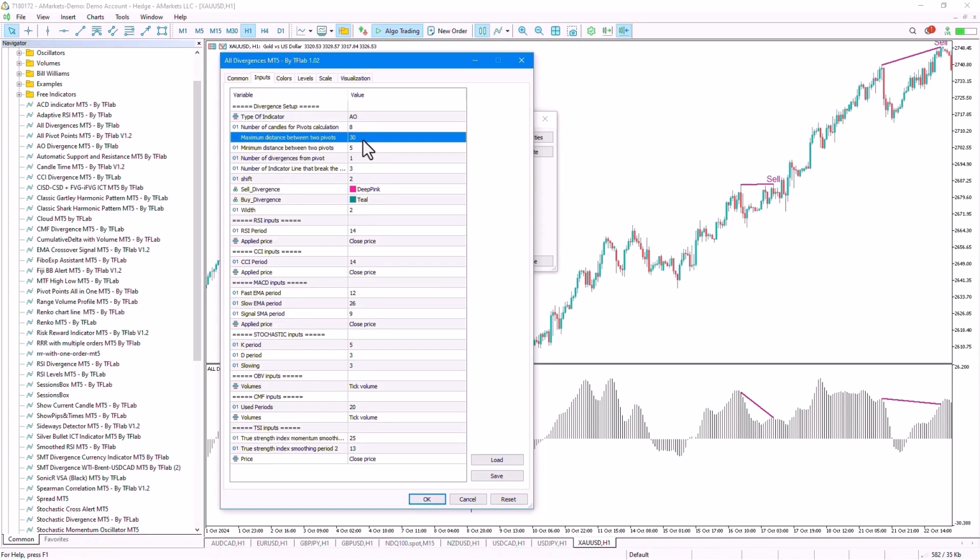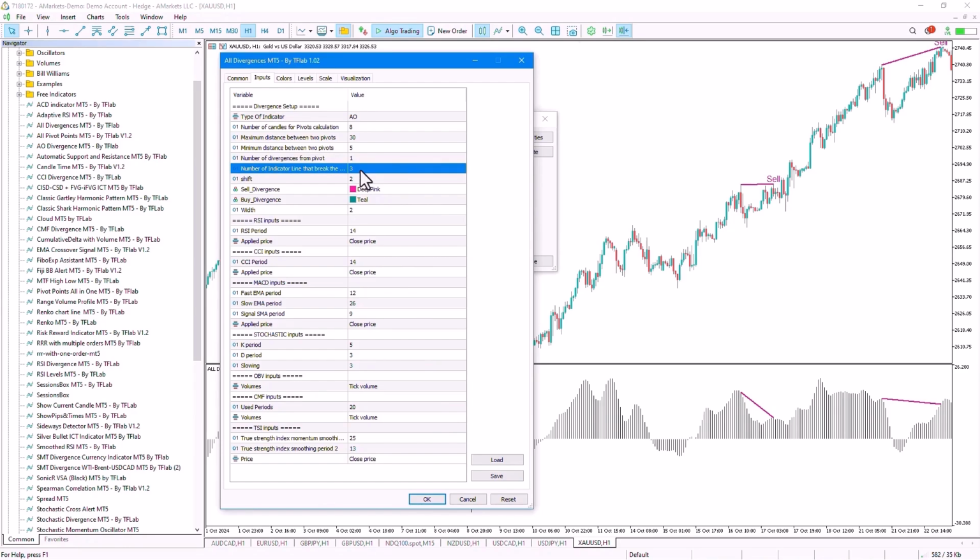In the following section, we can select the maximum number of candles between 2 pivots, which is set to 30 candles by default. In the next section, we can determine the minimum number of candles between 2 pivots, which is set to 5 candles by default here. In the next section, we can select the number of divergences to be analyzed at each pivot, which is set to 1 by default. After identifying the divergence, a pivot moves backward and then draws the divergence line after analysis.